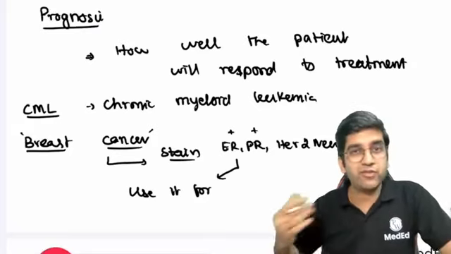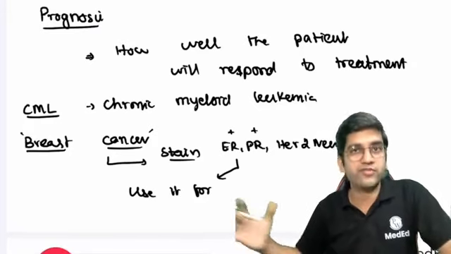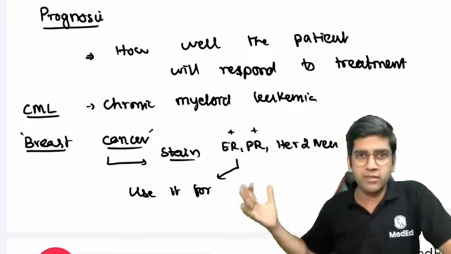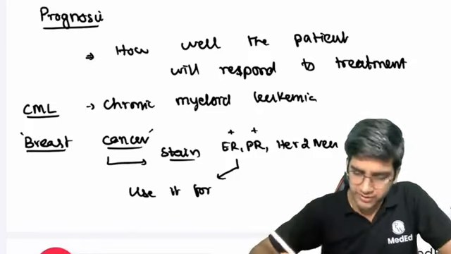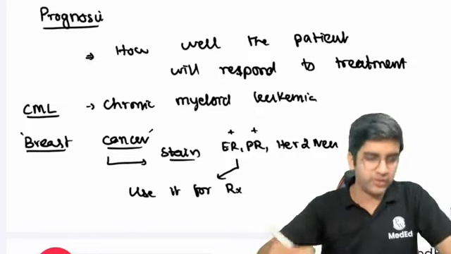Perfect. Sahil is right. CA15-5 also, right? That's for different cancers. I have multiple cancers, multiple things here, right? I use it for treatment as well, right?